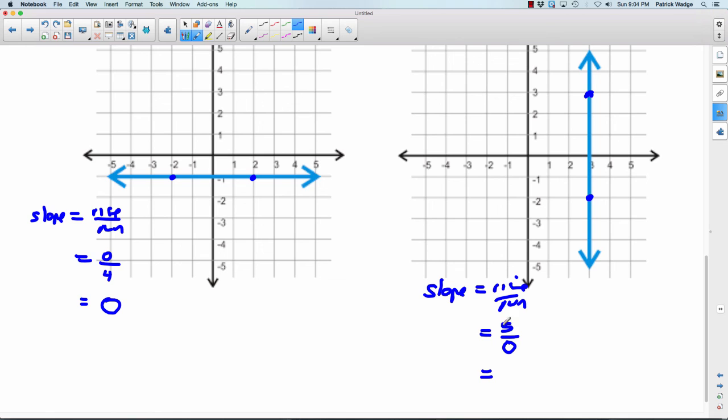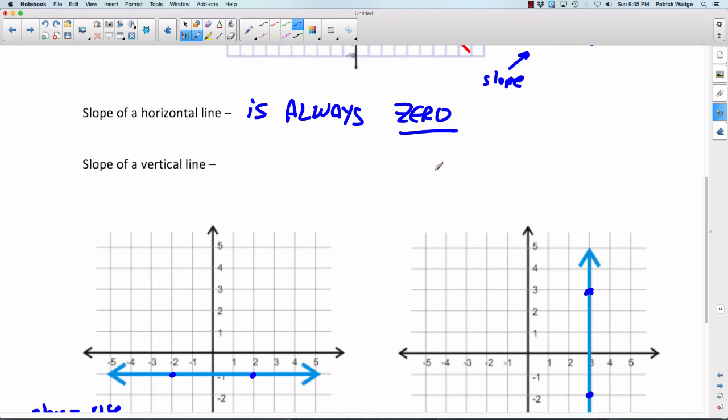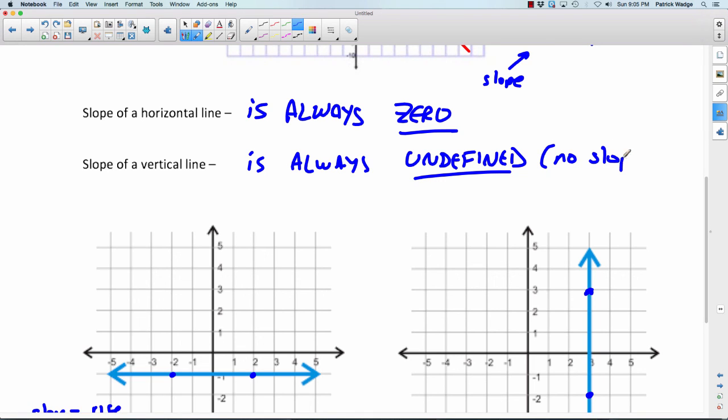Now here's a tougher question. What's 5 divided by 0? You can't divide anything by 0. You're not allowed to divide by 0 in math. We can go over it in class why. I don't want to go into the whole song and dance about it right now. But what you're going to say is that it is undefined. You can say undefined, or the other thing you can say is no slope. It has no slope whatsoever. So I think I'll say it that way. The slope of a vertical line is always undefined, and in brackets, no slope.